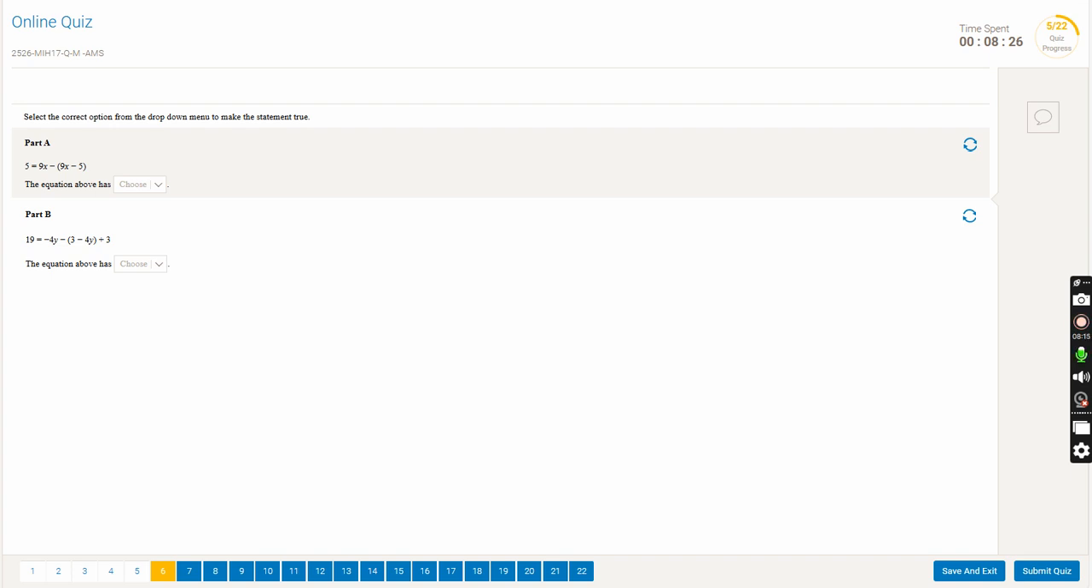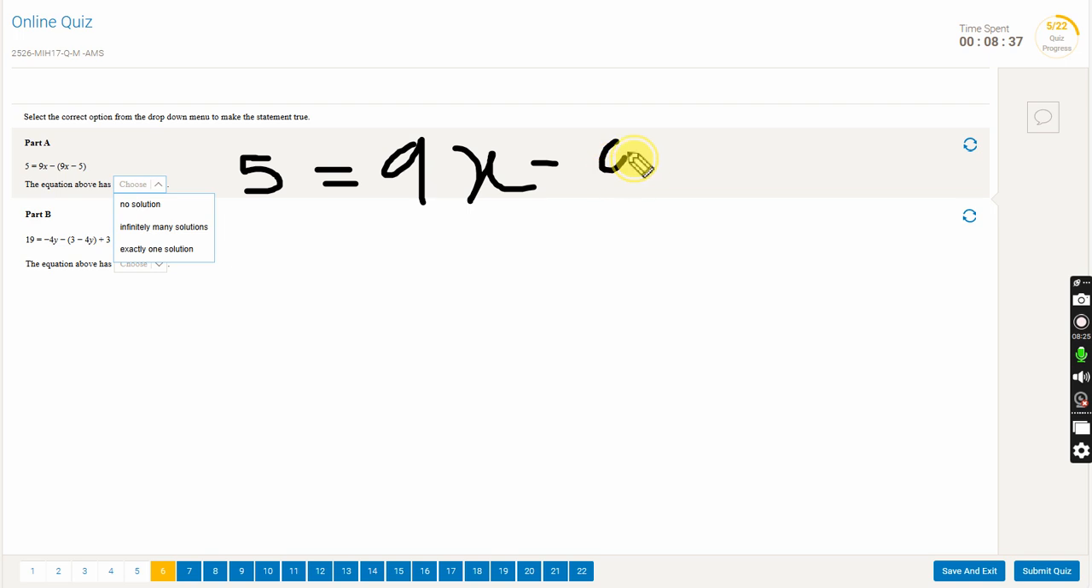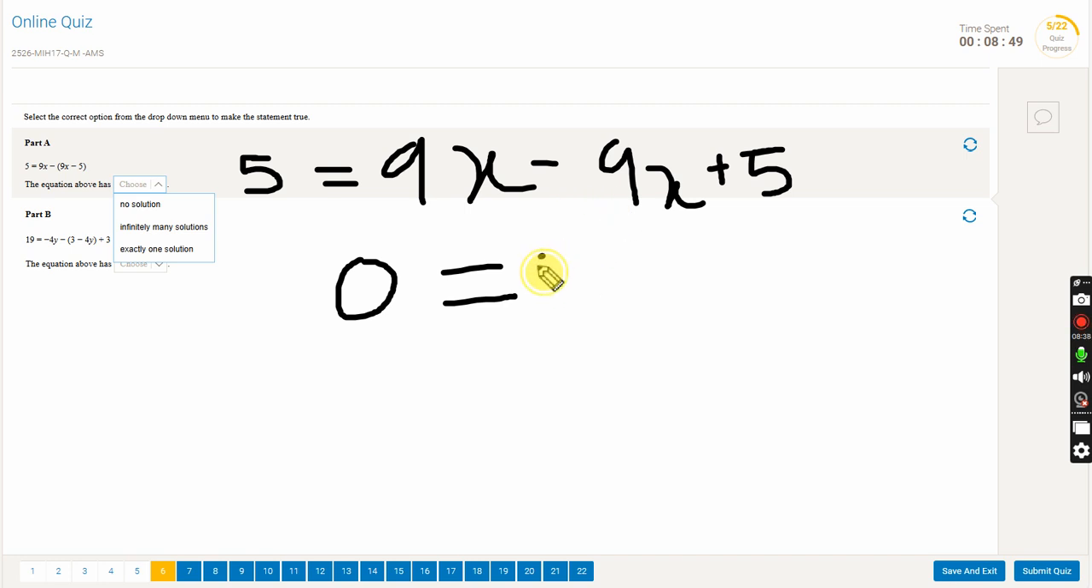Okay, so the next one here. Whenever we have this question, 5 is equal to 9x minus 9x plus 5. Keep in mind you're still solving for x. So let's see what solution we can get. Does this equation have a solution or not? So we take 5 to the other side, it becomes 0. We take this, 9x minus 9x is 0.